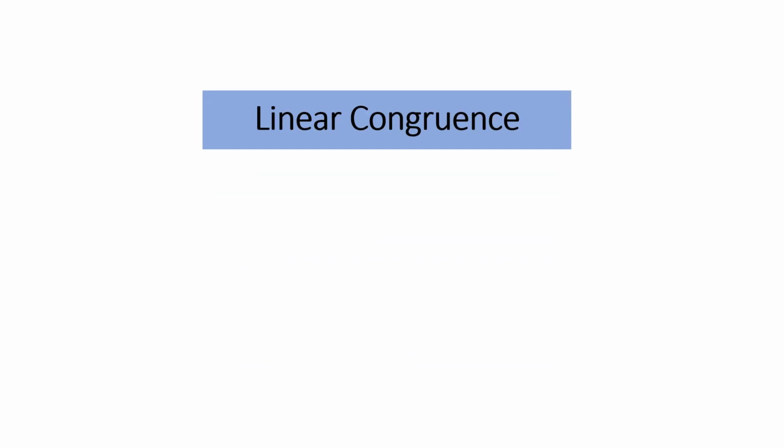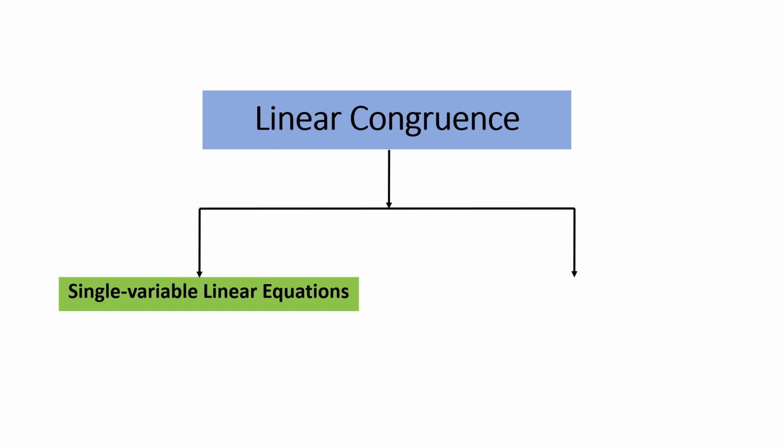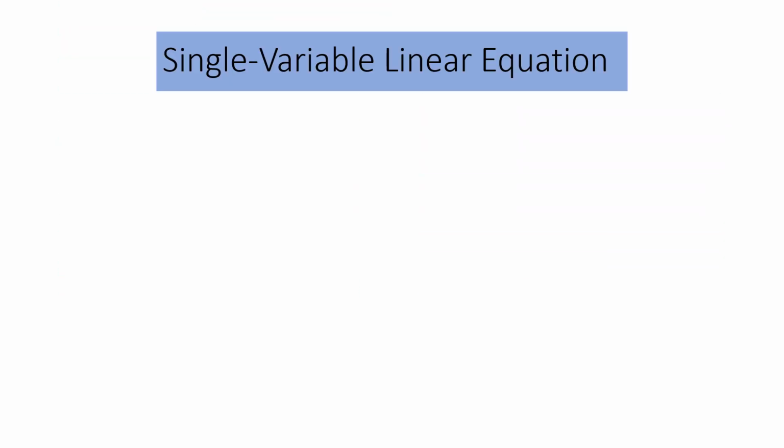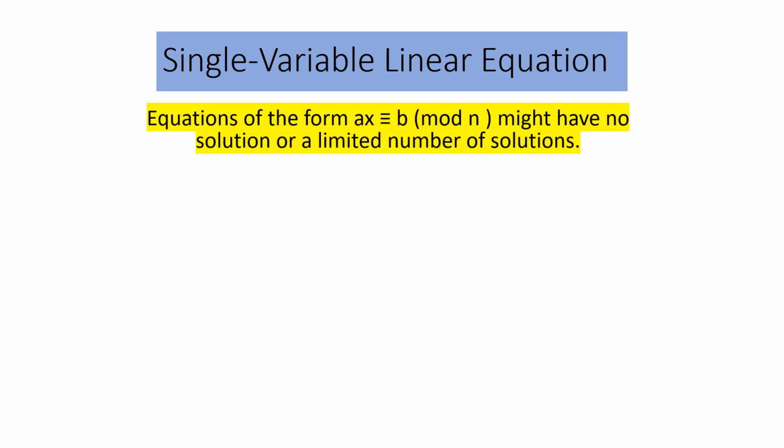Cryptography often involves solving an equation or a set of equations of one or more variables with coefficients in Zn. This section shows how to solve equations when the power of each variable is 1, linear equations. To solve equations involving a single variable of the form ax ≡ b (mod n), an equation of this type might have no solution or a limited number of solutions.